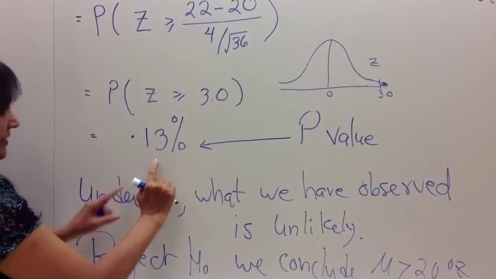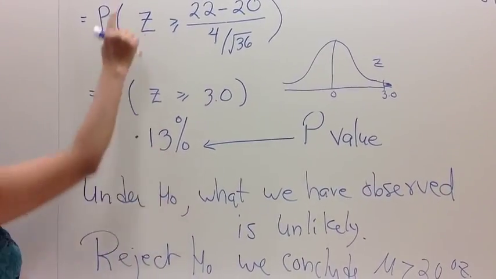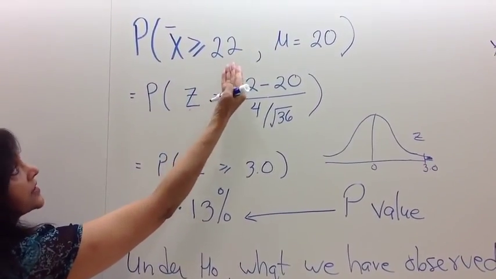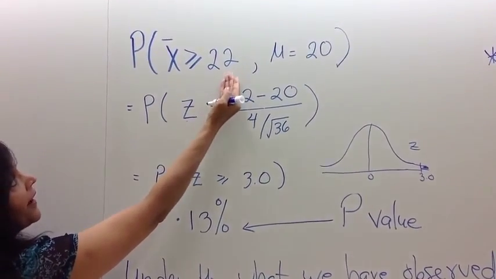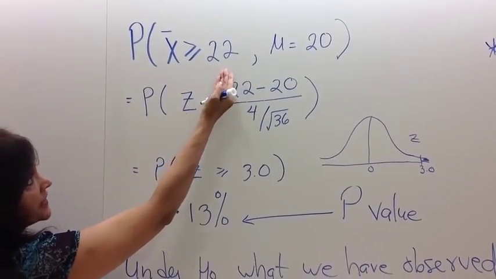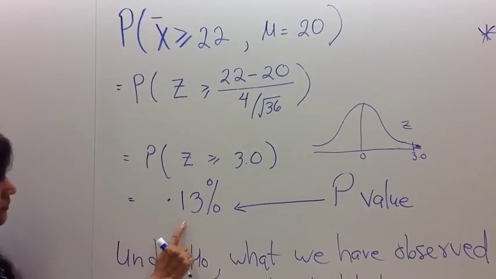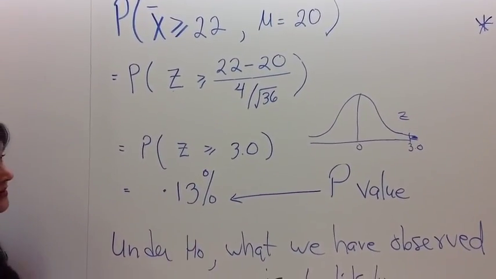So what is the p-value? P-value is the probability of observing a result as high as or higher than what we have observed if the null hypothesis is true. So this probability is low. What does that mean?